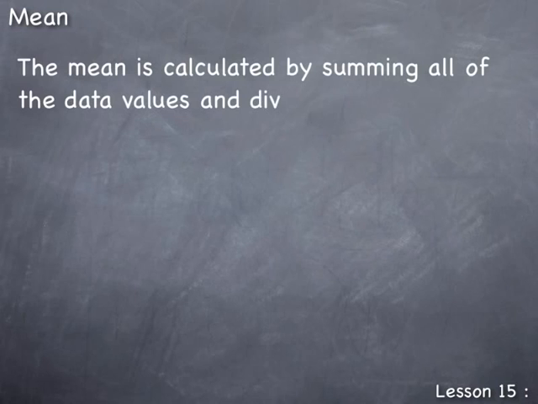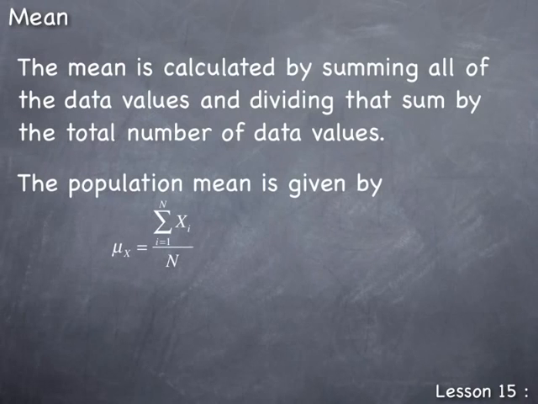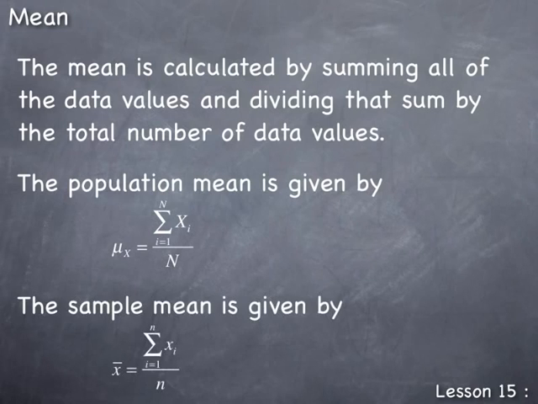The mean is calculated by summing all of the data values and dividing that sum by the total number of data values. The population mean is given by the formula mu sub x is equal to the sum of all the population values divided by the population size, capital N. The sample mean is given by the formula x bar is equal to the sum of all the sample data values divided by the sample size, lowercase n.